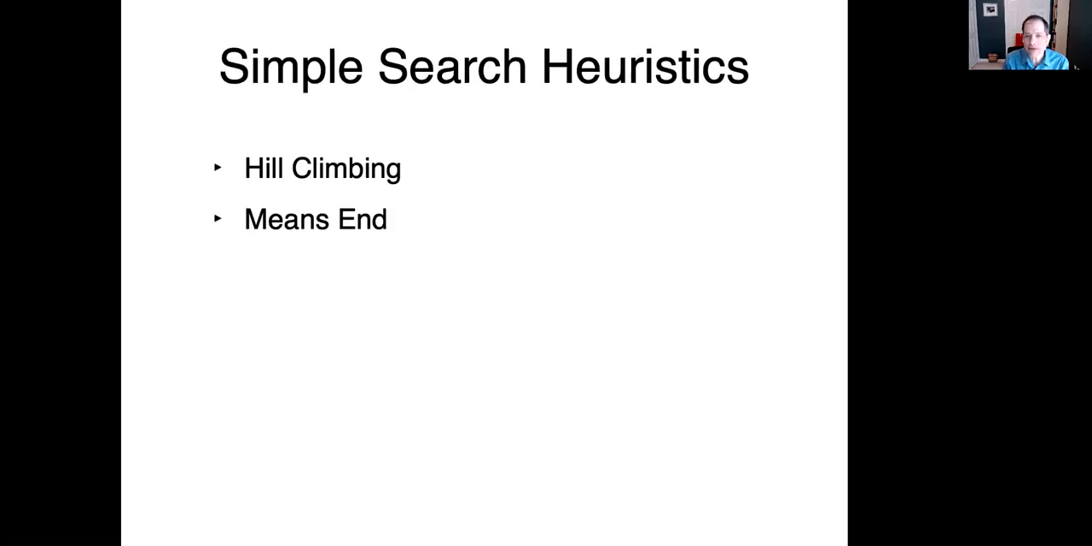So let's talk about some of these simple search heuristics. We've got hill climbing and means-end analysis. Hill climbing is the simplest possible search heuristic, which is almost algorithmic in character. And means-end analysis is a way to break a problem up into smaller pieces. Both of these are what are known as simple search heuristics.